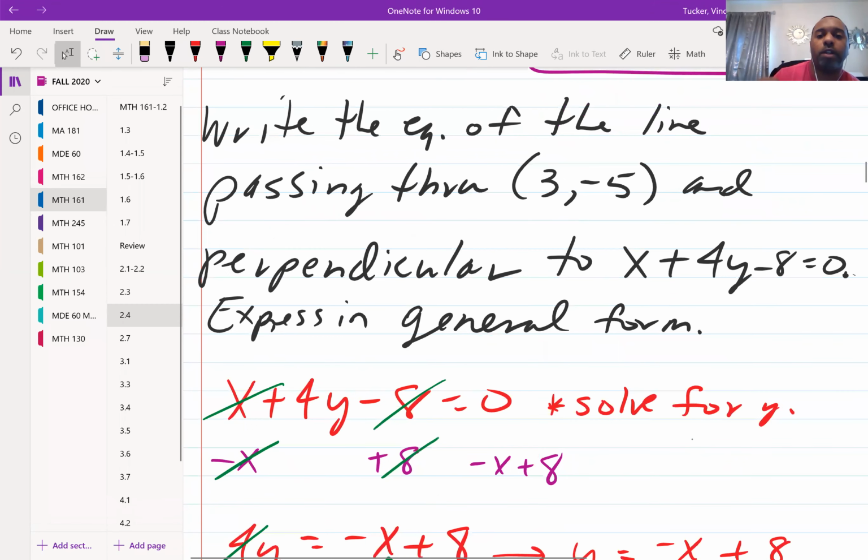Next one, write the equation of the line passing through the point 3, -5, and it's perpendicular to x plus 4y minus 8 equal to 0. Then it tells us to express the answer in general form.